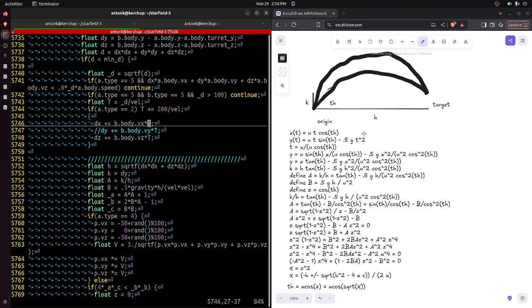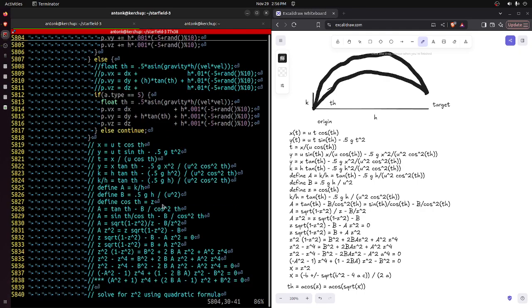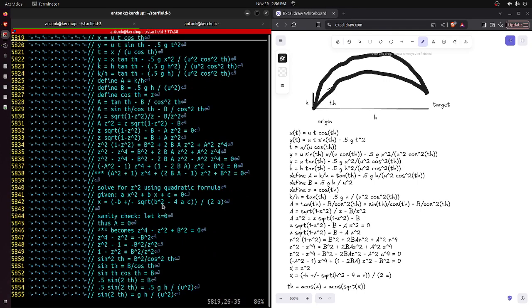Okay, well, I've rambled on long enough. So there you go. Here's your derivation. And I might do a second tutorial later to discuss the leading the target calculation. Okay, that's it.